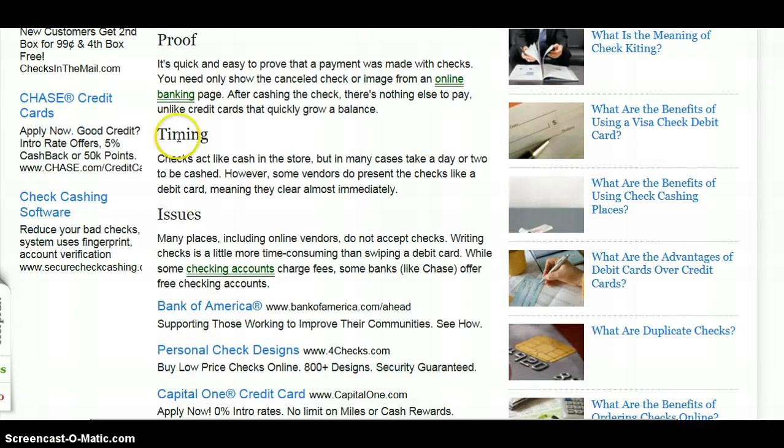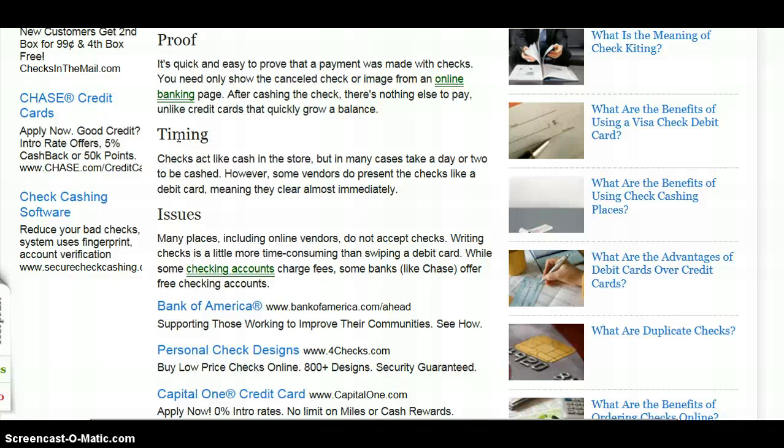The timing, it acts like cash in the store, but sometimes it takes a day or two to go through, which means that they are almost clear immediately. All they have to do is go through the bank once they turn it in. Although there's some issues, like if you want to book a hotel room, you have to have a credit card. If you want to do online purchases, you have to have a credit card. You can't write a check and, you know, call it good.